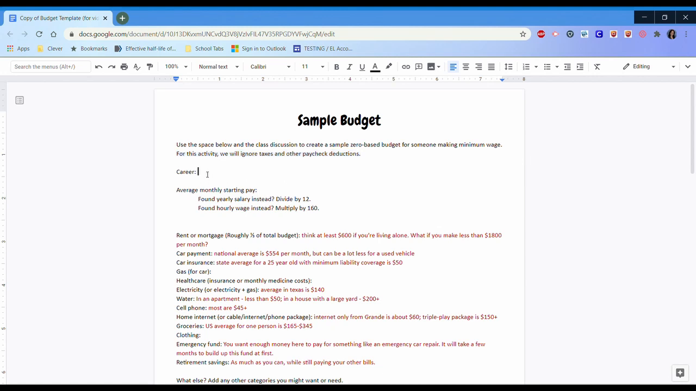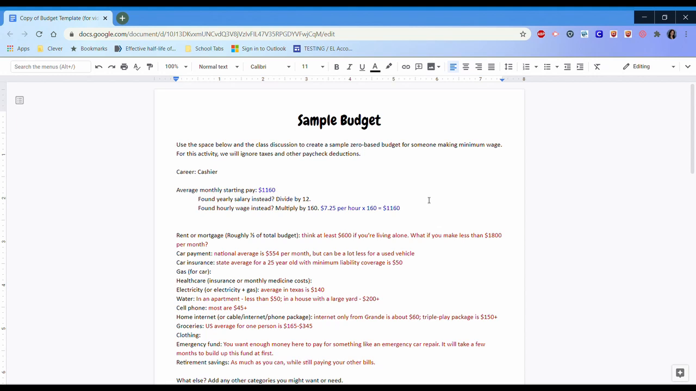So for our minimum wage career, we're, I don't know, a cashier, I guess, somewhere. Now, a cashier, if we're making minimum wage, we're going to be making $7.25 an hour. And I want to multiply that by 160, so that's 40 hours a week, about 4 weeks per month. So times 160, $1,160 per month. Now, you don't need to change your text color if you don't want to. I'm just kind of hoping it'll make it easier for you to see what we're doing.